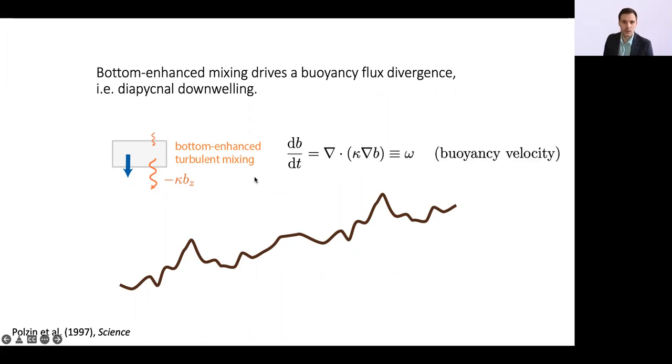And so if we think about what this bottom enhanced mixing is going to do, it's going to cause this parcel to mix more with the denser water below than with the lighter water above. And thus this turbulent buoyancy flux will diverge, leading to a negative buoyancy velocity. And so we're going to use this omega as a shorthand for the turbulent flux divergence throughout.